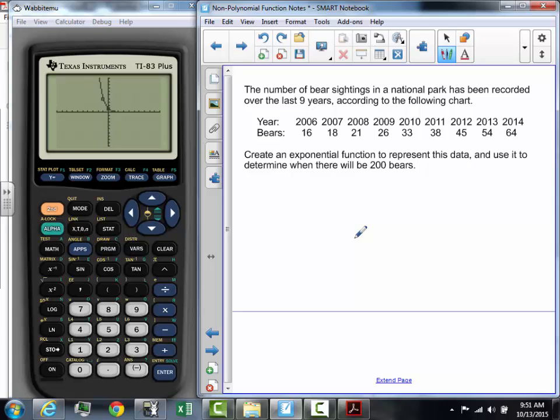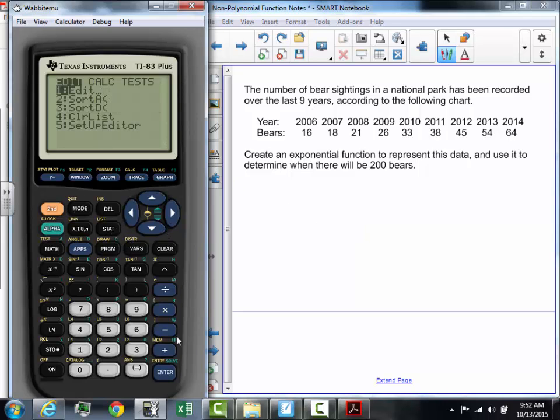a table. Okay. Here's a word problem. They recorded bear sightings over the last 9 years, and as you can see in the data, the number of bear sightings seems to be going up. Does that make sense? Apparently it's going up exponentially. We'd like to make an equation about this, and then we want to determine when will we see 200 bears as the pattern continues. So in order to do this, we need to be able to type data into our calculator. So to do that, go stat, edit.